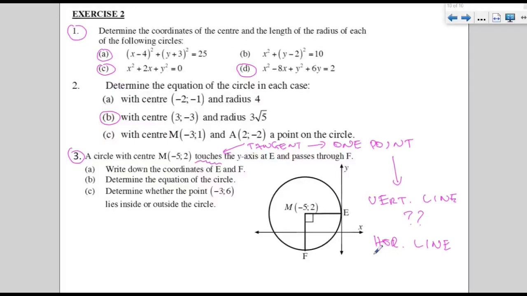Go through your first video on the grade 11 analytic geometry. Remember, E is a y-intercept, therefore you know something about it. One of the coordinates immediately. It's a horizontal line. How do I know it's a horizontal line? It's perpendicular. Read the question carefully. It's perpendicular to the radius, which is a vertical line. Therefore, this has to be a horizontal line.